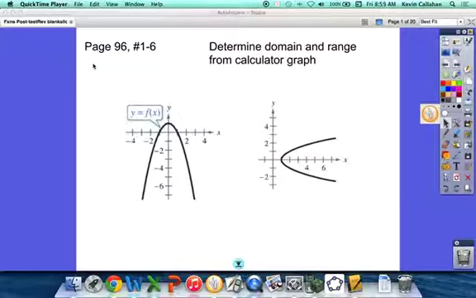Determine domain and range from a calculator graph. If you're just looking at a graph, you can assume when you see a parabola that's going like that, the domain is all real numbers. But what is the range? It looks like the y values do not go infinitely up and infinitely down. Where do they stop? At 1, right?